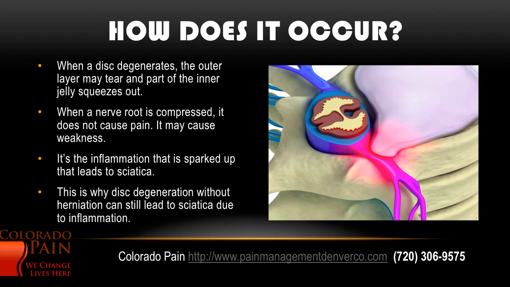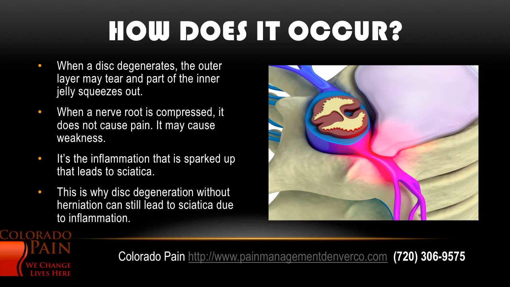How does it occur? When a disc degenerates, the outer layer may tear and part of the inner jelly can squeeze out. So here's a disc. Normally it's contained just fine. If it starts to bulge or you get a tear here and part of the inner part squeezes out, it can pinch this nerve root, and it's red here to show that that can spark up inflammation. Okay, it's the inflammation that causes the nerve root to be irritated and sciatica to occur.